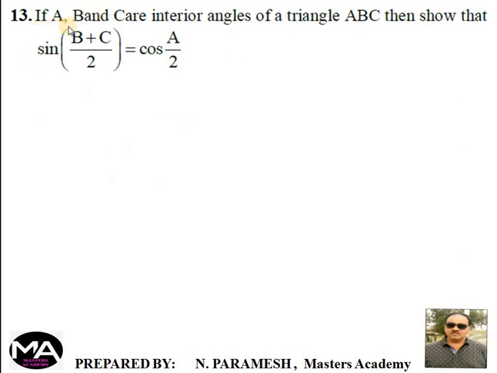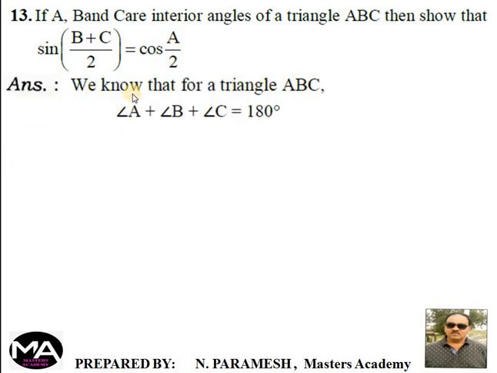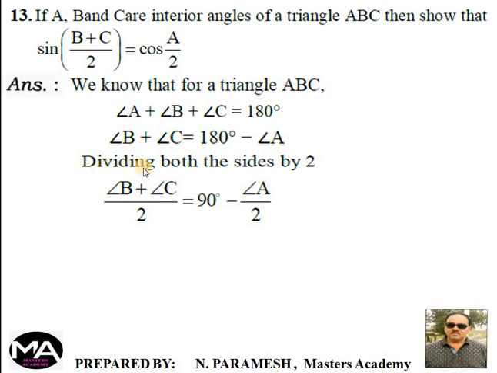13th question: if a, b and c are interior angles of a triangle ABC, then show that sin of (b plus c) divided by 2 is equal to cos of a by 2. Answer: we know that for a triangle, the sum of interior angles is 180 degree. Angle A plus angle B plus angle C is equal to 180 degree. Angle B plus angle C is equal to 180 degree minus angle A. Dividing both sides by 2, (angle B plus angle C) divided by 2 is equal to 180 degree divided by 2, which is 90 degree minus A by 2.